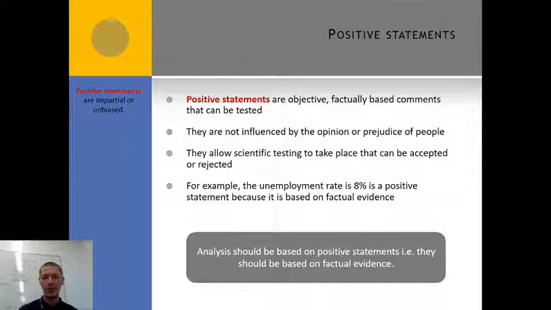For example, the unemployment rate is 8% is a positive statement because it is based on factual evidence. You can go to the local job centre, you can go online, and you can know that the unemployment rate is 8%. And there will be data, benefit claims, unemployment claims to back that up. So positive statements, impartial, unbiased. And whenever you're analysing, whenever you're giving the benefit of something, usually you need to base that on factual evidence, okay? And I'll come back to that point when I set your homework at the end of this session.